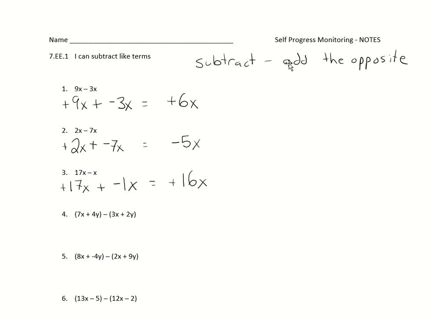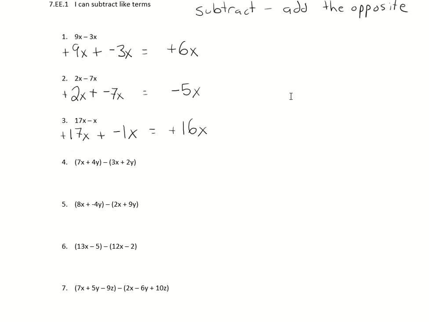Okay, so now this is where we have to pay a little more attention when we have two terms being subtracted from two terms. I'm going to keep both of these first two, the 7x and the 4y. I'm going to change this to an adding problem, and now I need to do the opposite of this whole 3x plus 2y. So the opposite of the first piece, the 3x, would be negative 3x. And then the opposite of this positive 2y would be a negative 2y, which I'm just going to write as subtracting 2y there.